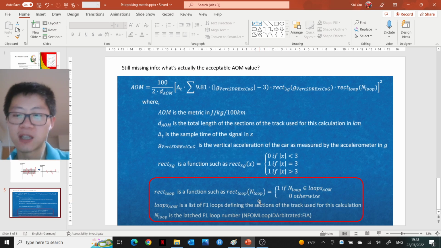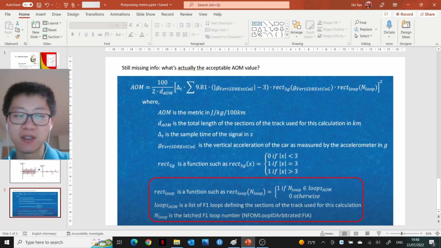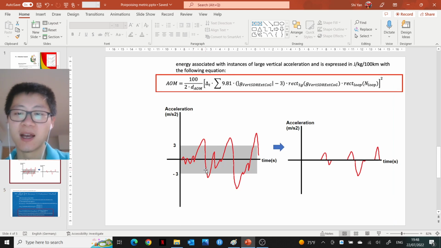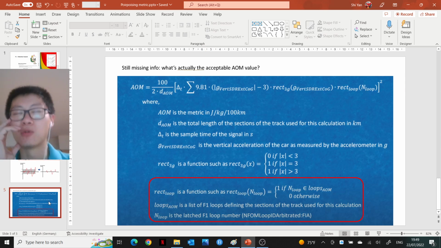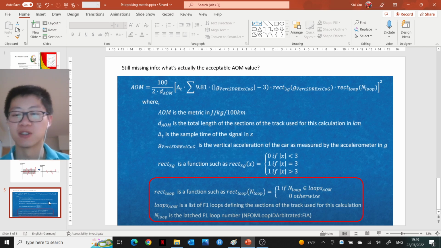So this is actually quite interesting because it means that the FIA is saying, first of all, we don't care if it's anything less than 3 Gs, and we will mandate where in the track we are actually looking at this, which is kind of strange. So it's like there are sections of the track where they're not going to monitor whether you go over 3 Gs. That seems a little bit subjective because then there is scope for some kind of manipulation, I feel. But I don't know. What do you think?